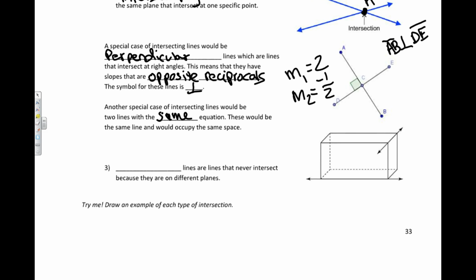Now, the third way that two lines can intersect is that they can be skew. And skew lines only happen in 3 dimensions because skew lines are lines that never intersect because they're on different planes. So they're not parallel, but they never actually do intersect. So for example, here we've got a lovely rectangular prism, and you can see that those two lines drawn on there will never intersect, but they're definitely not parallel. So now for your try me, I want you to go through and draw an example of each of these.